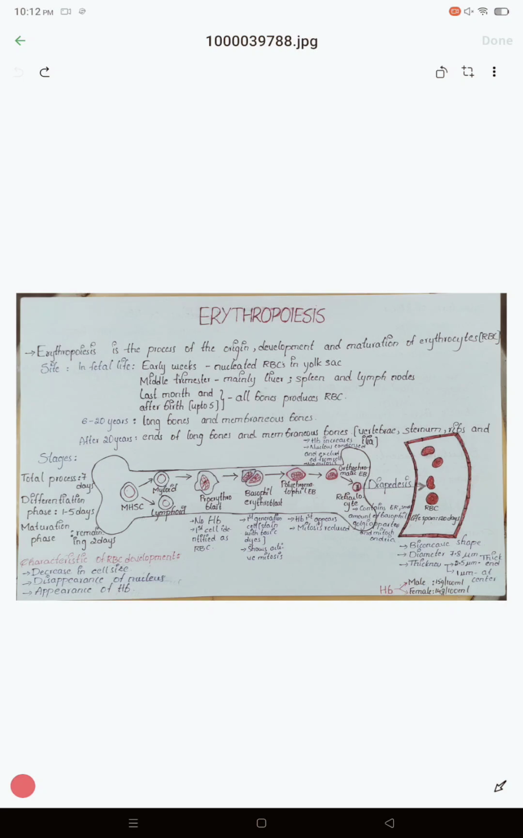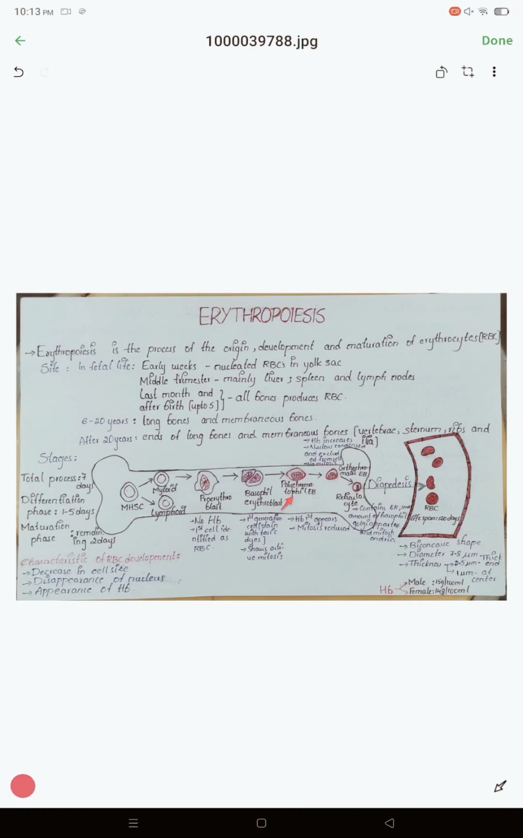By multiple divisions of proerythroblast, it develops into basophil erythroblast. This basophil erythroblast is known as the first generation of cell because it is stained with basic dyes. This stage consists of more mRNA, so it shows active mitosis. Due to its active mitosis nature, it develops into polychromatophil erythroblast, which is the third stage of erythropoiesis.